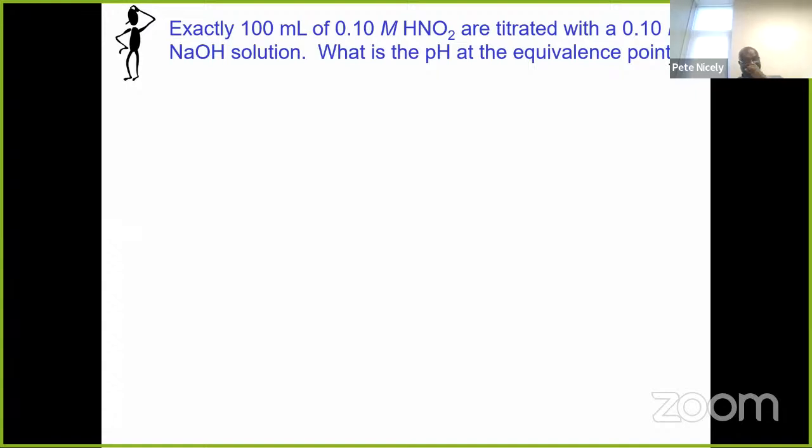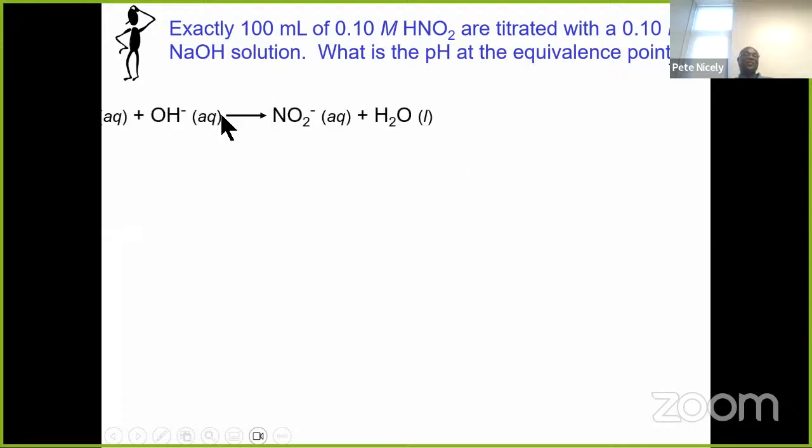Well, before doing any calculations, I can tell that at the equivalence point, the pH would be greater than 7. And the reason why I can tell that is that we're talking about titrating a weak acid, which is nitrous acid, versus a strong base, which is sodium hydroxide. All right, so whatever answer we get, it should be greater than 7, all right?